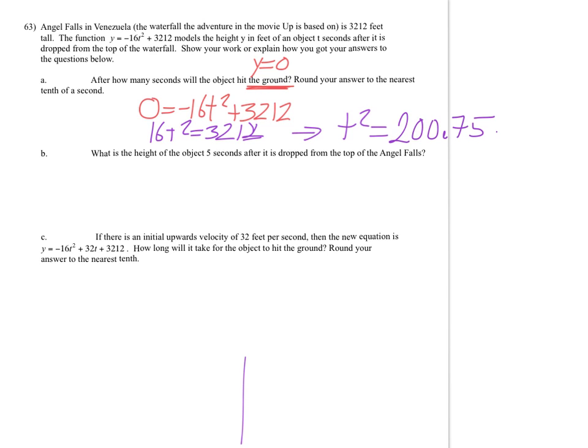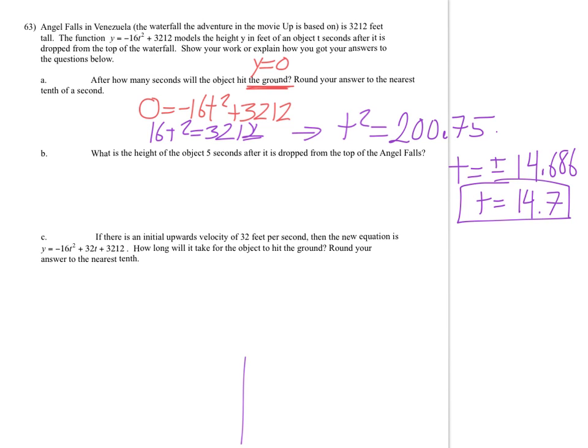That means I'm going to do the square root of both sides, and I get t is equal to plus or minus. And again, I'm totally doing this in my head, not in the computer. The square root of 200.75 is 14.1686 seconds. Nearest tenth of a second, so that's 14.2 seconds. And I only really care about the positive one because we're talking about time, and negative time means seconds ago, not seconds in the future.